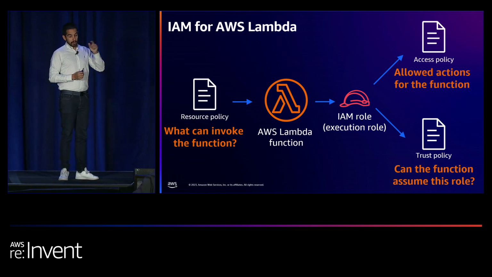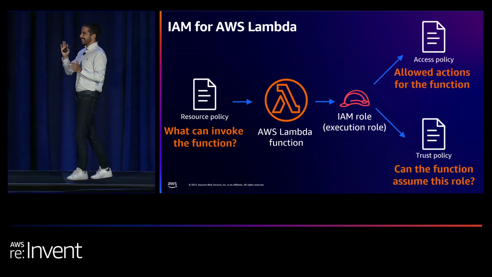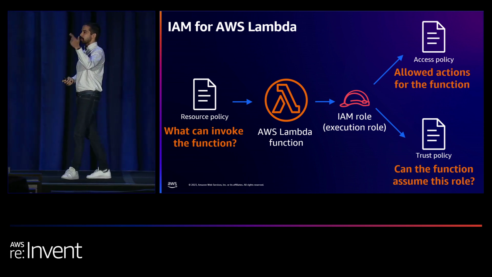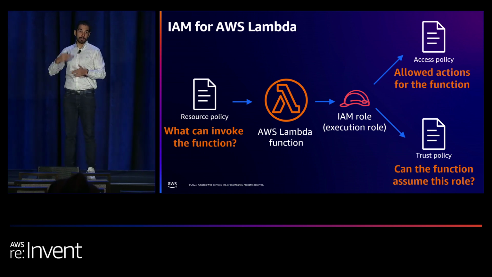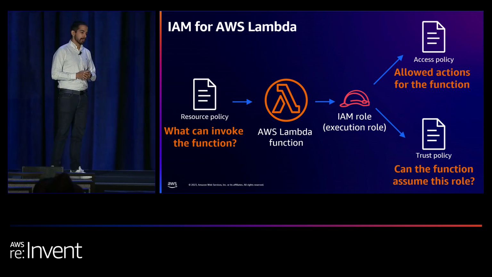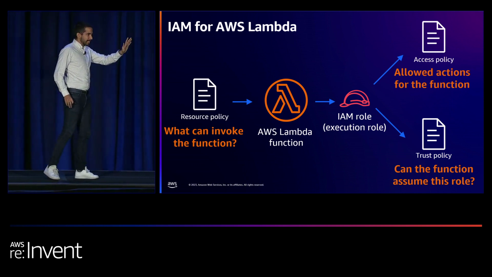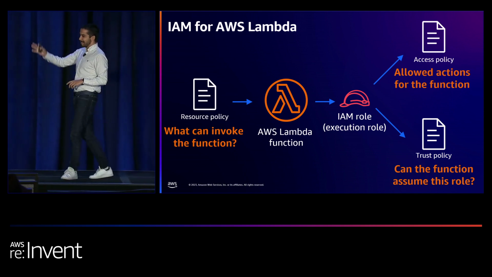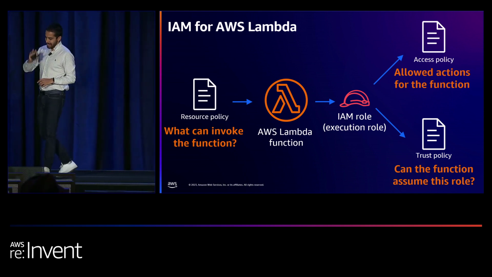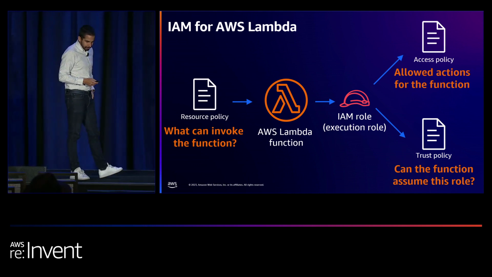And there's an additional policy here, and it's the trust policy. And this is something that gives your Lambda function permission to assume the role for that access policy. So there are two sides to it. What can interact with my Lambda? What can my Lambda interact with? And in what my Lambda can interact with, also, how do I let this Lambda assume that role? And you do that with a trust policy.